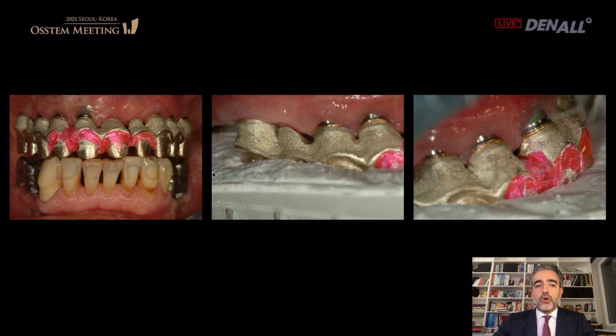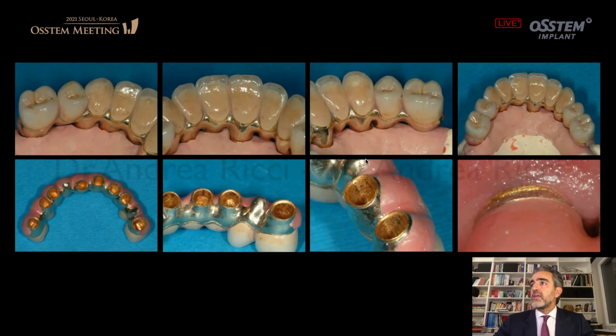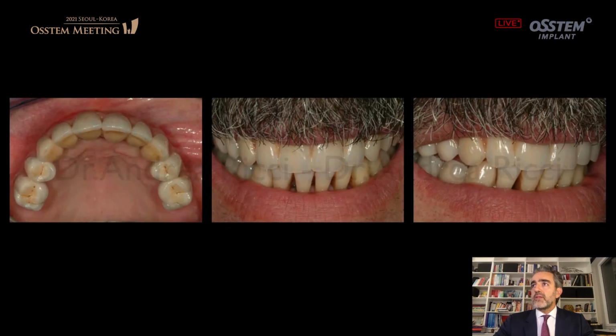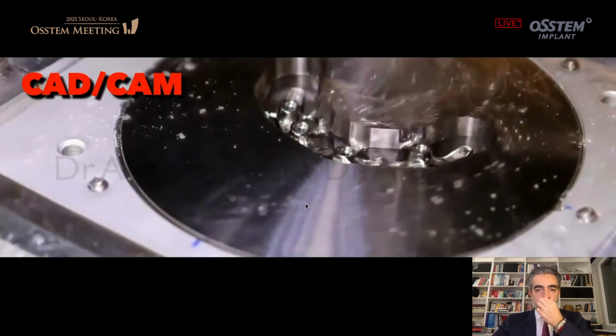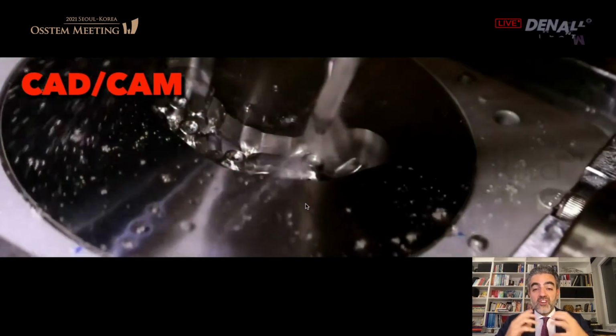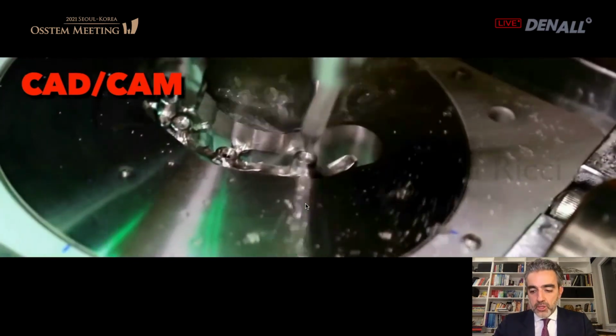And here you can see all the issues related with trying the materials, trying the framework, cutting the framework, soldering the framework, and verifying the soldering with some resin. Very sophisticated and complicated. Here you see the restoration in the model, the final restoration. Very demanding for the technician, very expensive for the dentist, and consequently very expensive for the patient.